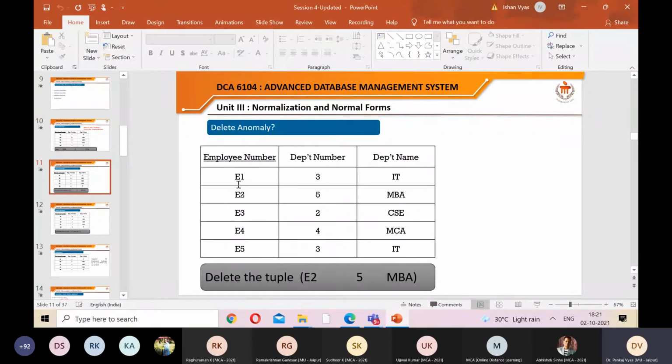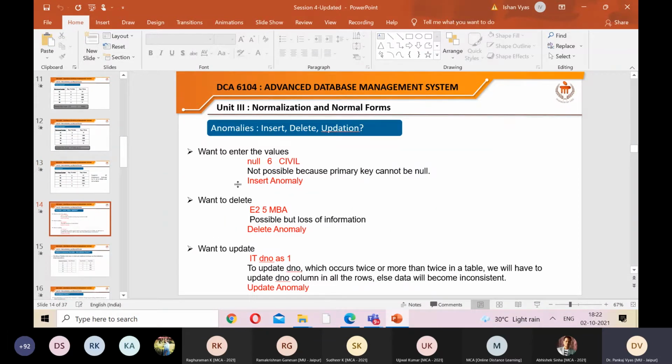Better answer is you bifurcate it. You make department a separate table and employee a separate table. Clear? So that you can insert this new department directly into the table. Now both the tables are in second normal form, and both are in first normal form. So these types of problems you have to focus upon. If you want to enter null, 6, civil, you cannot enter. That is insert anomaly. Now if you remove something that only exists in that table, the information will also be gone. So that is the problem.